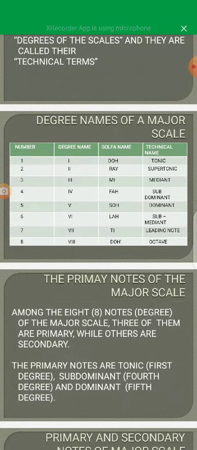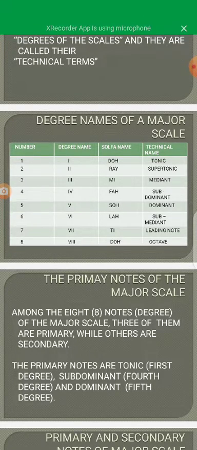The solfa name is So, you know now, So, and the technical name is dominant. So you can call So dominant. If they ask you why you are calling it dominant, you tell them that it is the technical name for So. Hope you understand. Okay. So we move to the sixth one.